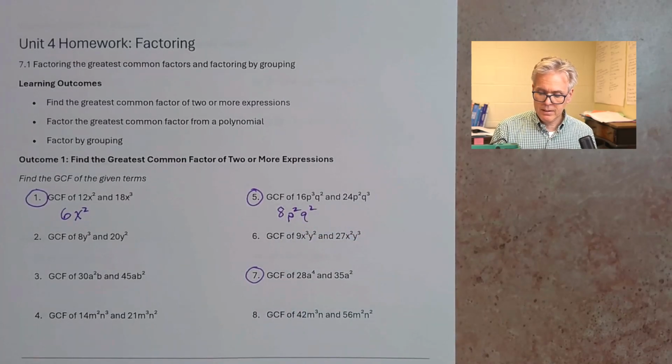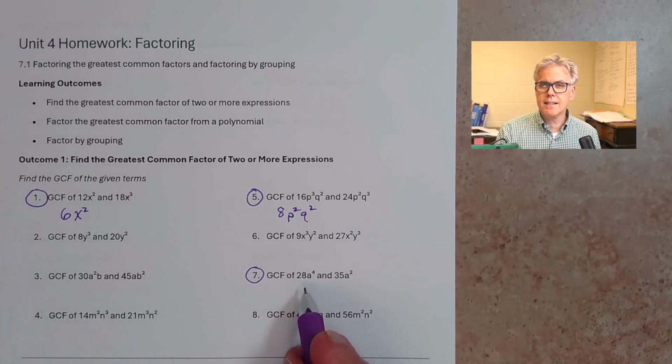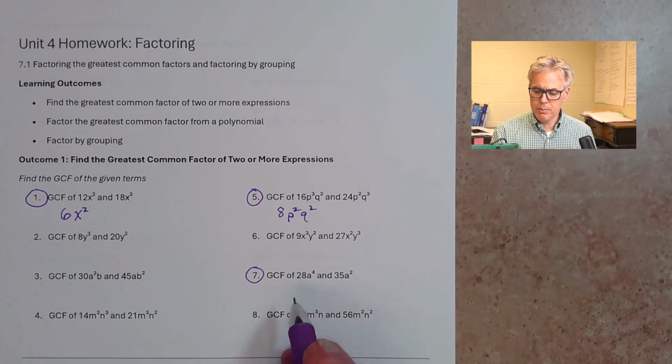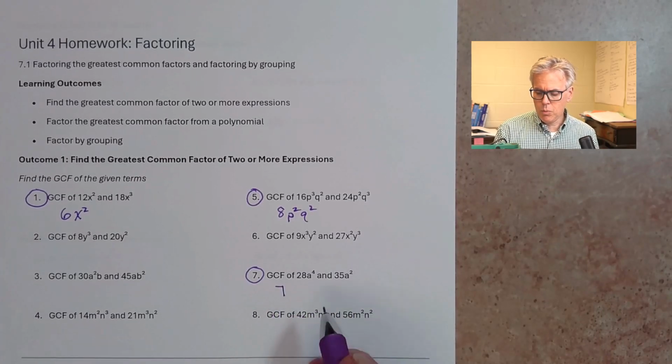There we go. And one more, number 7. The GCF of 28a to the 4th and 35a squared. What number goes into both of these? The biggest number, 7. And then what variable can I pull out? A squared.